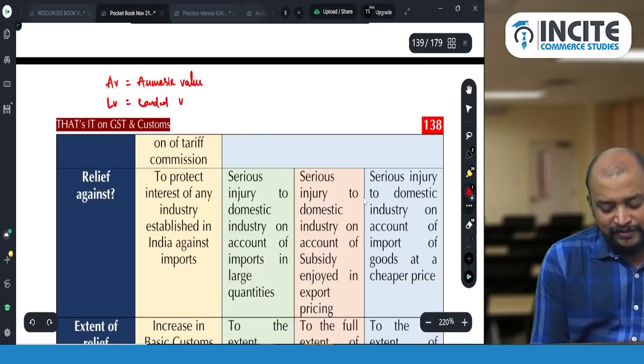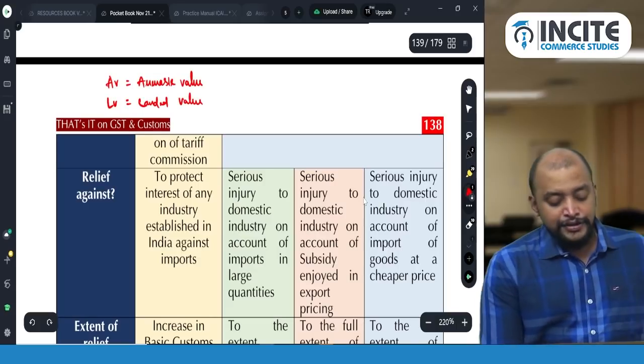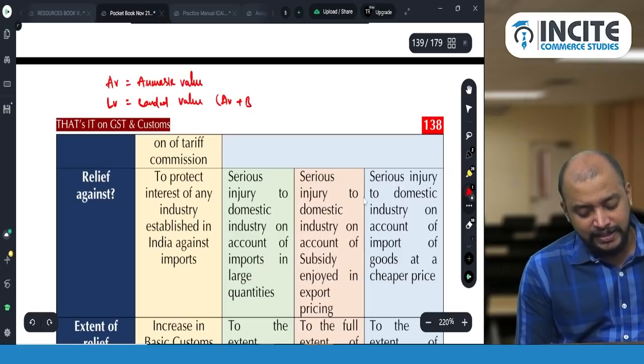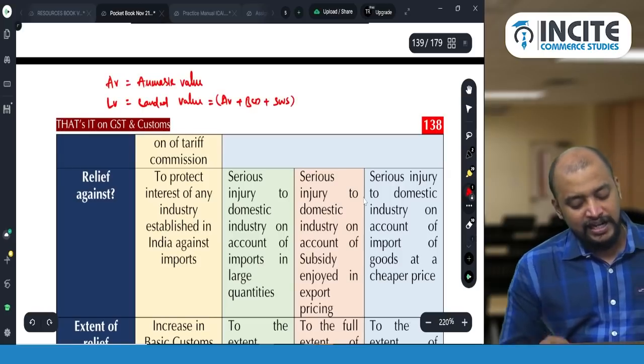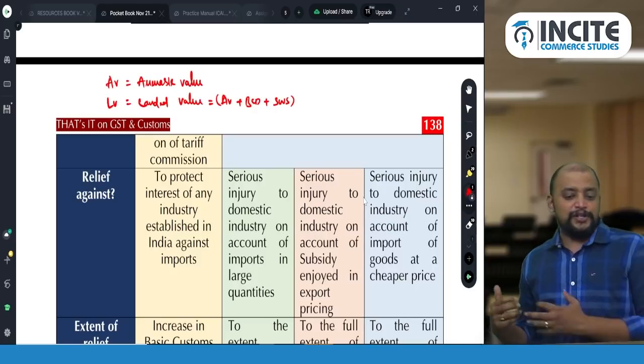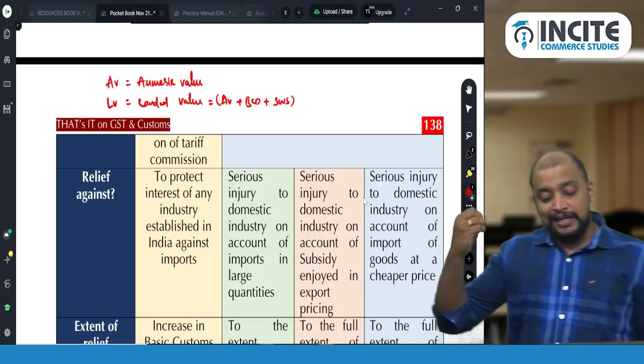What is the difference between assessable value and landed value? Landed value is nothing but assessable value plus basic customs duty plus social welfare surcharge. Don't add IGST. So only assessable value plus basic customs duty plus social welfare surcharge, then you will be getting landed value.